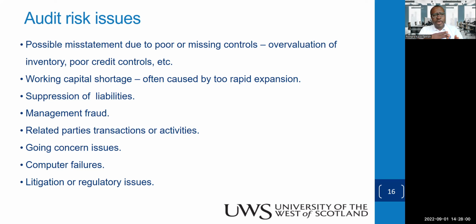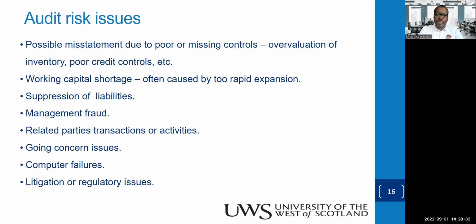Now, audit risk issues. So once this happens, there could be possible misstatements. Okay, once the risks are so much and it is overwhelming, there could be possible misstatements on the financials. Okay, why? Because controls were not there effectively to manage the risk, or the controls are there but they are poor. Okay, working capital shortage could be caused too often by rapid expansions, so that could also be an audit risk we need to consider.